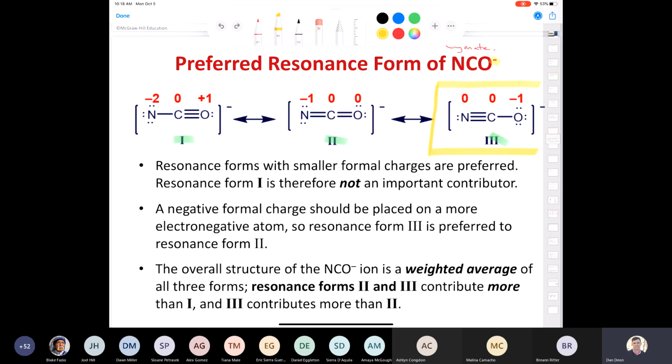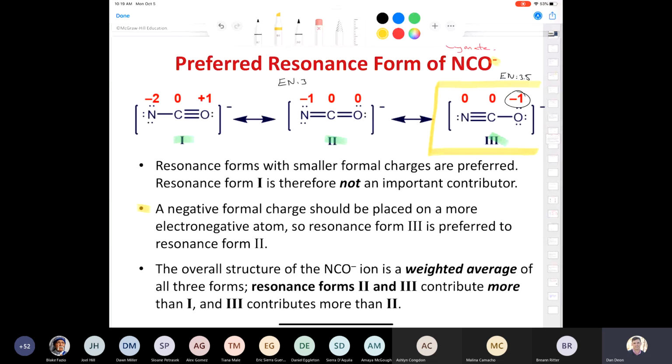But then it becomes a battle between 2 and 3. How do I decide between those 2? Well, if you look at the second bullet point, it says a negative formal charge should be placed on a more electronegative atom. So resonance form 3 is preferred to 2. The negative charge in 2 is on nitrogen. The electronegativity of nitrogen is 3. The electronegativity of oxygen is 3.5. And so that negative charge is going to preferentially be on that more electronegative element.